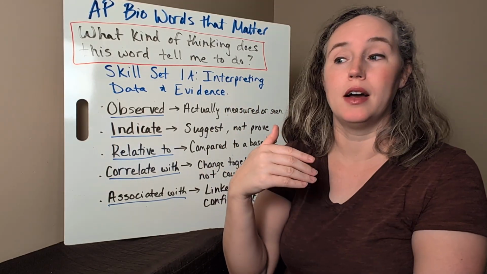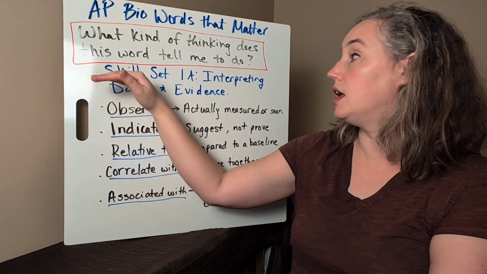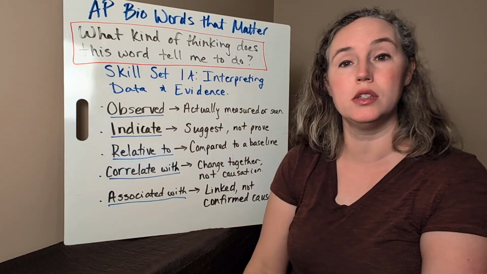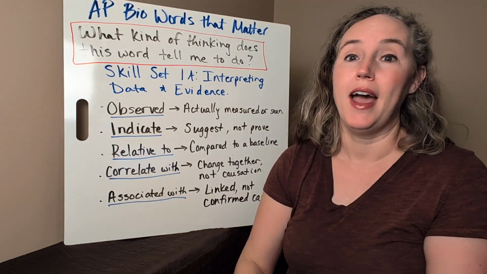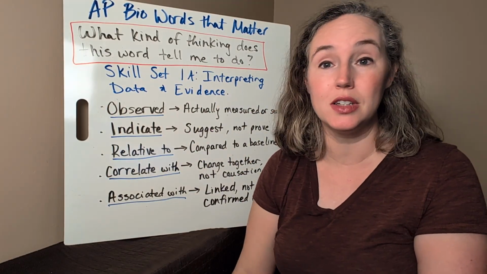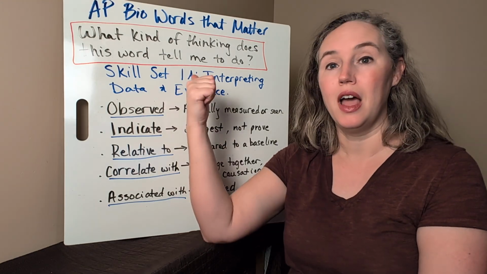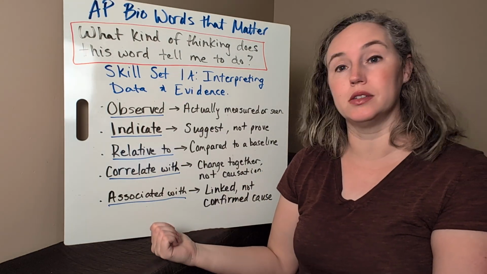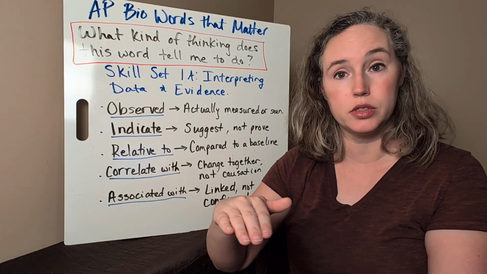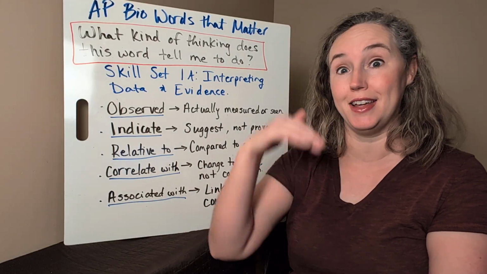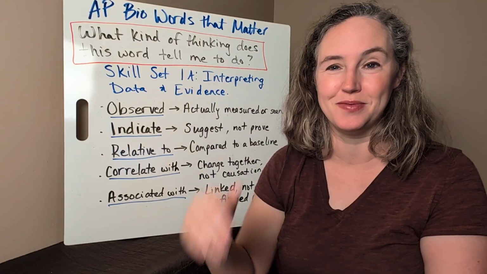You will see coming up soon another batch of words that go with skill set 1, interpreting data and evidence. And then we'll move on. There's 6 different skill sets that we're going to go through. And having these words in your pocket is really going to help you go from just, I understand biology, to I can do well on the AP Bio exam.